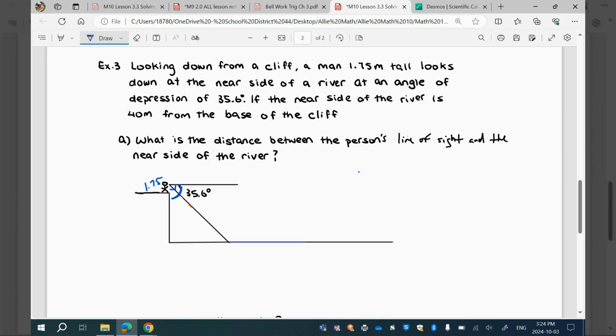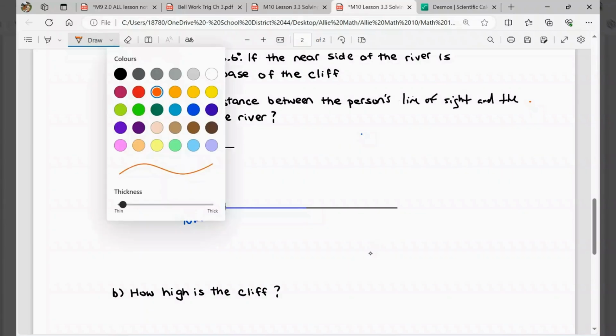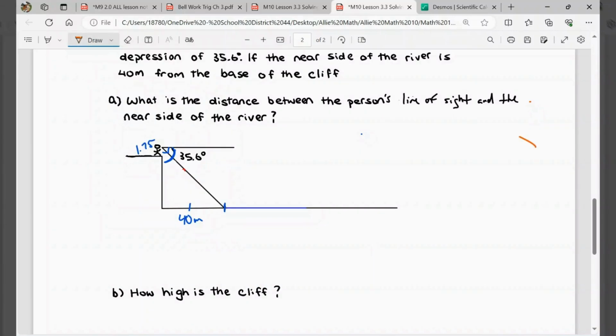If the near side of the river is 40 meters from the base of the cliff, so this is the near side of the river right here, and it's saying this is 40 meters from the base of the cliff, what is the distance between the person's line of sight and the near side of the river? So we're trying to find this length right here.